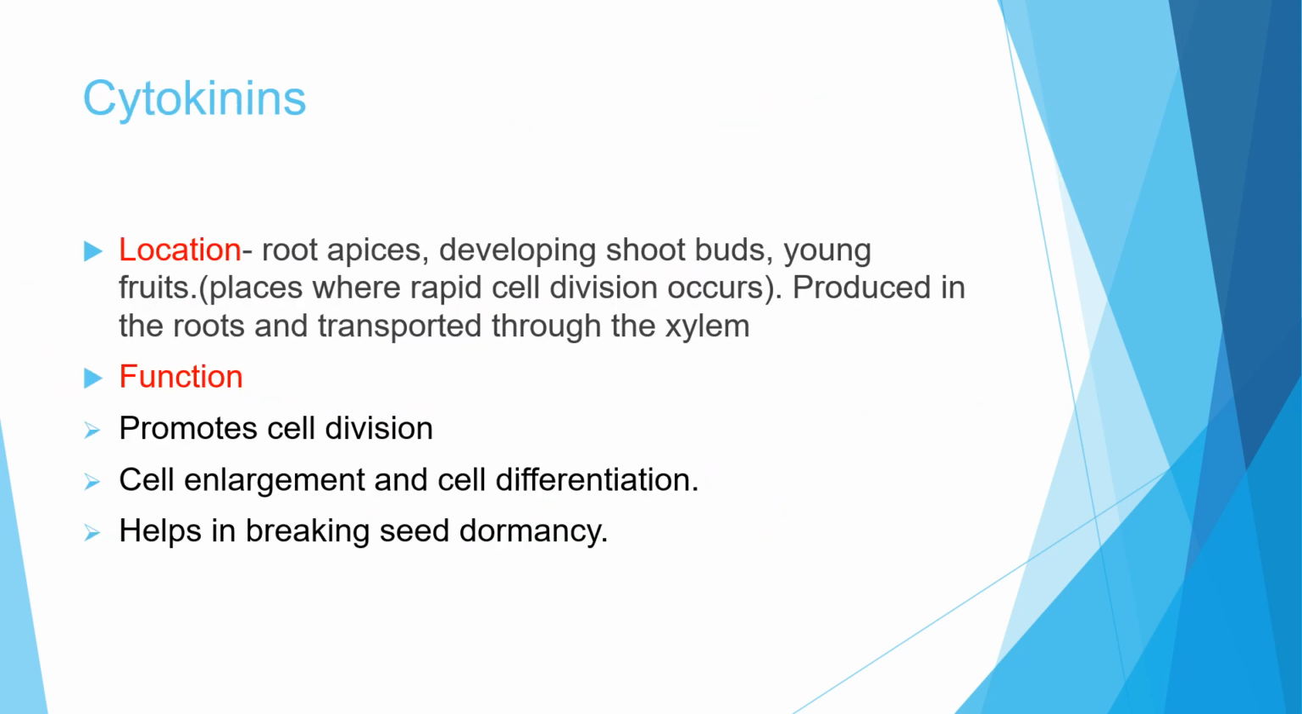Now cytokinins, where are they located? They are a kind of plant hormone which plays a central role during the cell cycle and influences the developmental processes. The cell cycle in plants is mainly due to the presence of cytokinins. Natural cytokinins are synthesized in the regions where cell division occurs. So their location is mainly where the cell division occurs.